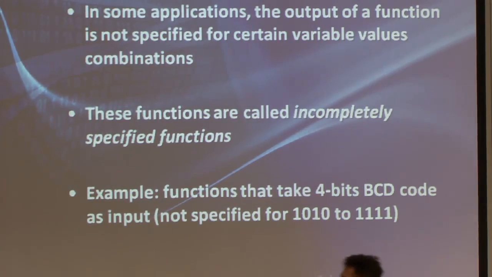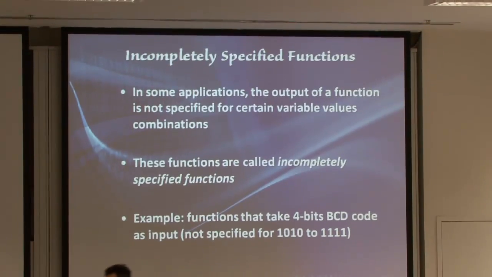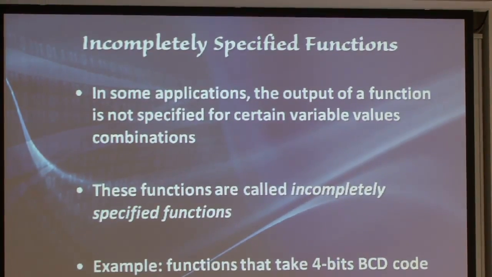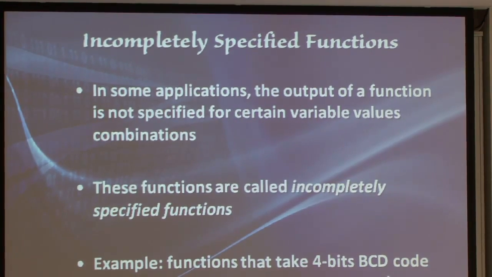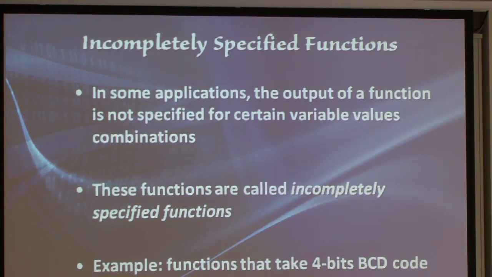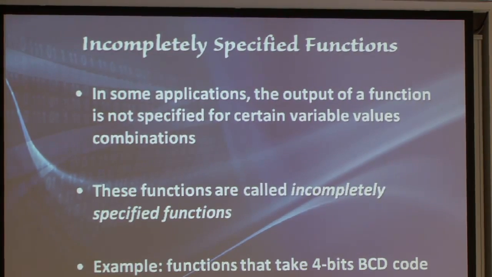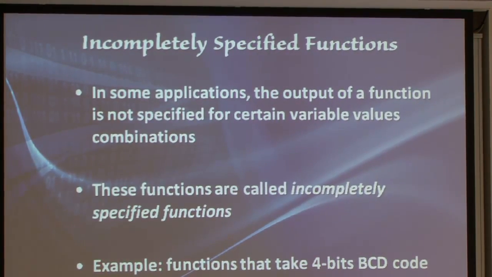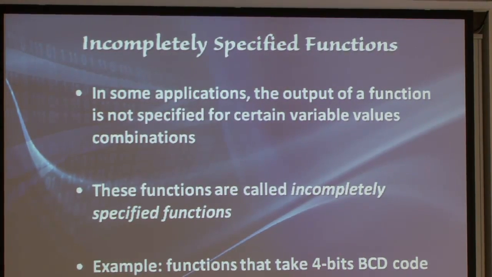So we covered sum of products optimization. We covered the product of sums optimization. Now let's talk about incompletely specified functions. Sometimes functions operate on certain combinations of inputs, but they may not include all the possible combinations that we can have using some number of variables. For example, a function that operates on BCD code, so a function that takes one of the 10 BCD codes, will not use the codes that are not used for BCD.